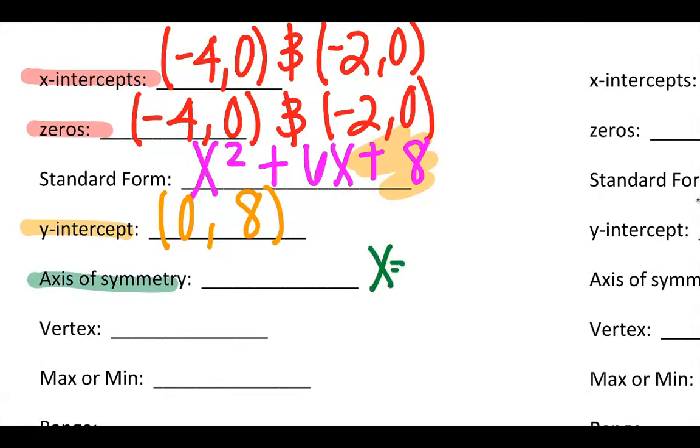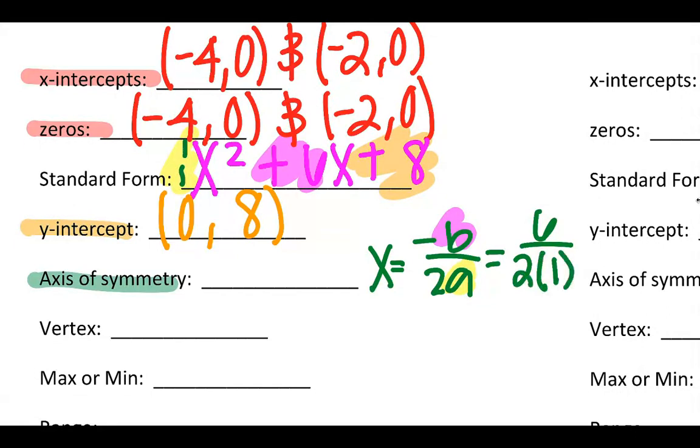Axis of symmetry, I've got to use the formula x equals negative b over 2a, and I look at my standard form to get those numbers. Again, x squared is just 1, so there's an imaginary 1 there for a, and then b is positive 6 this time. So when I plug all that in, I've got 6 over 2 times 1, so I really end up with 6 divided by 2, which is 3. Right? Oh, and I forgot my negative, sorry. So it is negative 3. So x equals negative 3.